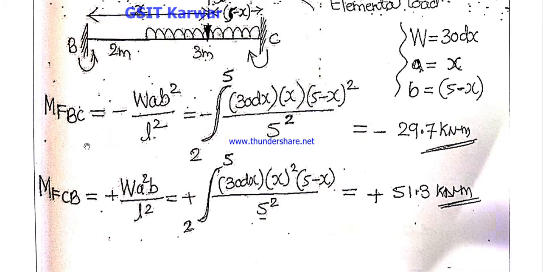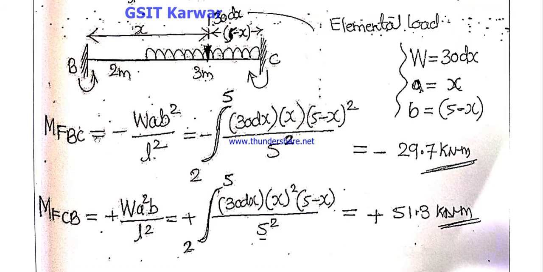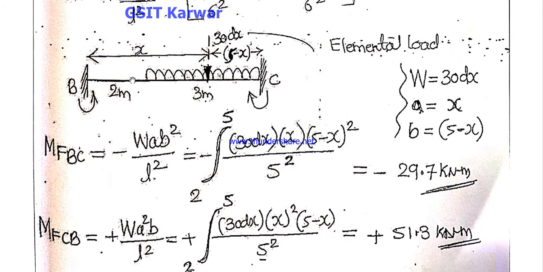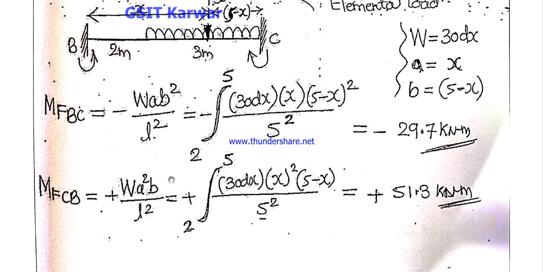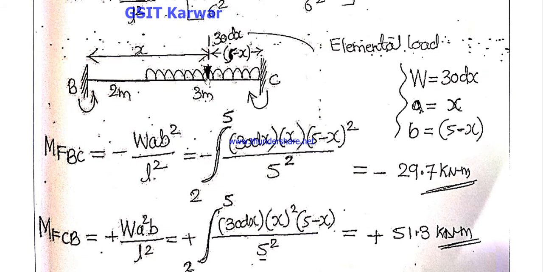Next, we know the formula for calculating fixed end moment if the point load is not acting exactly at the center in a fixed beam, so that formula you can directly use here. But here, when you are using this formula, we don't know the exact distance, so you can use the integration. You can use the integration by limits.